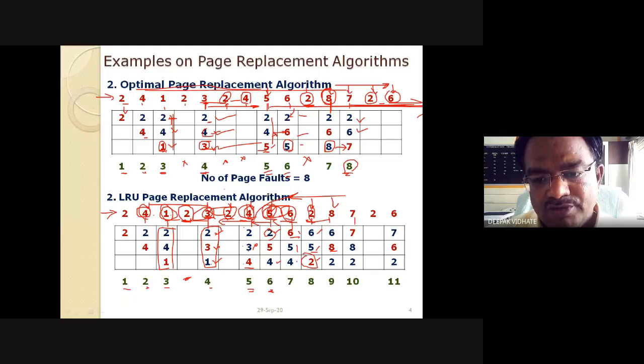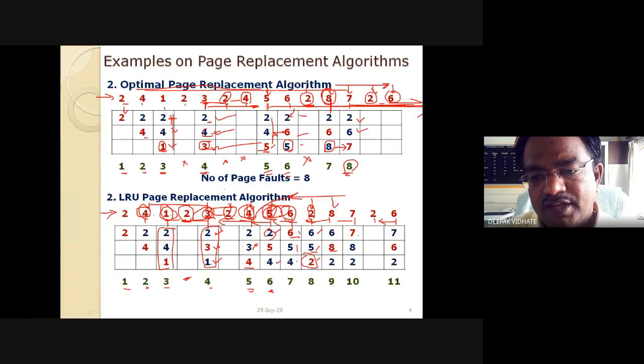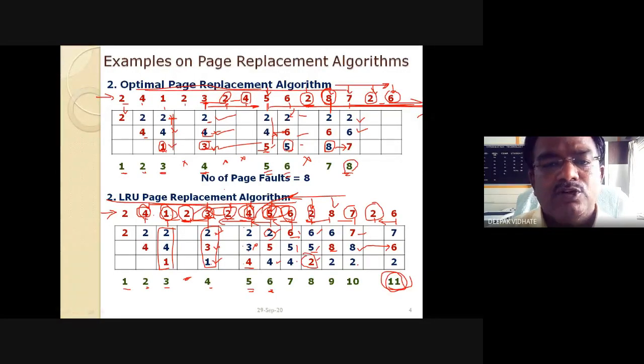The same case for 7. Again look in this direction. Same case for 2, but there is no need of any replacement because 2 is available in the memory. And for 6, again look in the direction. For 6, I have to see 7. Yes, 7 is here, 2 is here. So there is no replacement of 2 and 7. So definitely 8 is to be replaced by 6. And there are a total of 11 page faults for the LRU page replacement algorithm.